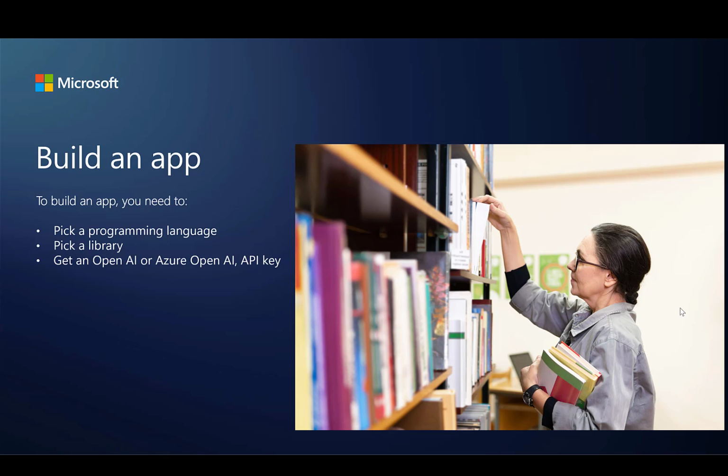But one thing that you need to get is an API key. And here you need to make a decision. You need to decide whether you want to work directly against OpenAI or if you want to work against the hosted version on Azure. There are pros and cons to using each, and I'll show you how to work with each.